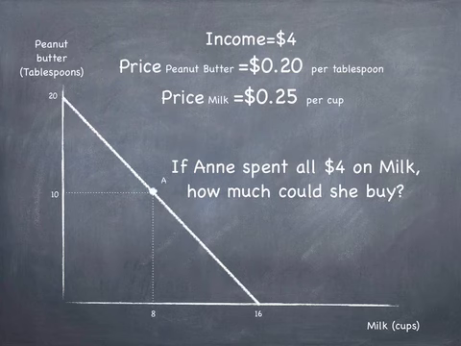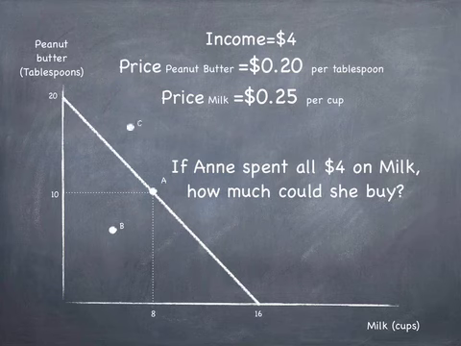For instance, point A, where she's buying 10 tablespoons of peanut butter and 8 cups of milk, is a combination or bundle of peanut butter and milk that Anne can afford. How about bundle B? She can afford that bundle too. But yet at bundle B, she's not spending all of her income. At bundle A, she was. So any point on the line, she's spending all $4 of income. Any point within the line, she can afford it, but she's not spending all of her income.